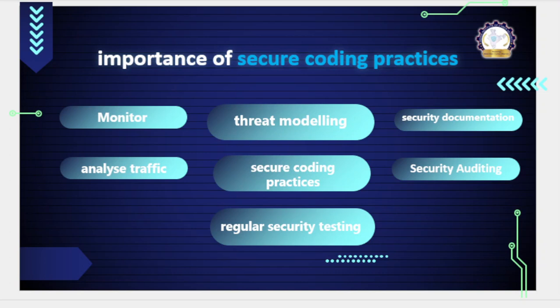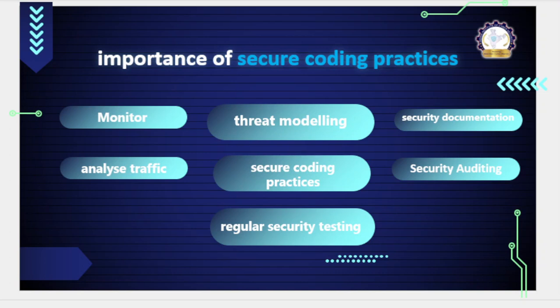Fifth one, we have provide security documentation. So provide documentation on the API security features and the best practices to ensure that other developers can follow secure coding practices when using the API. So in the context of incorporating API security testing into the development process, it refers to providing documentation that outlines the security features and best practices that developers should follow when using the API.